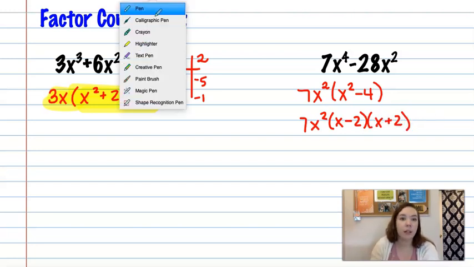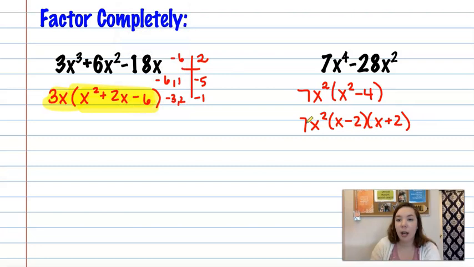And at this point, I'm completely factored. I don't have any more polynomials that I could make smaller. I don't have a trinomial. I don't have a group of 4. I have these 2 binomials and my greatest common factor in front. All right.